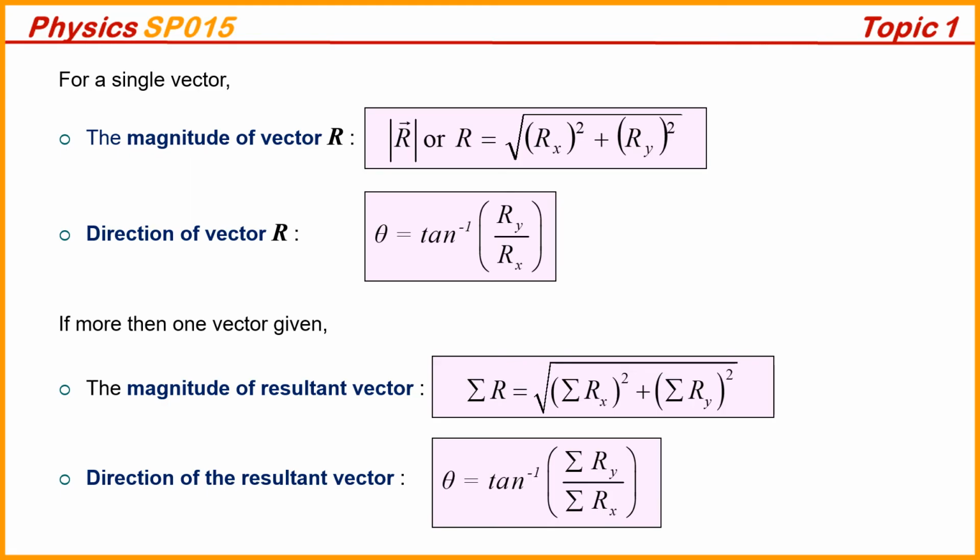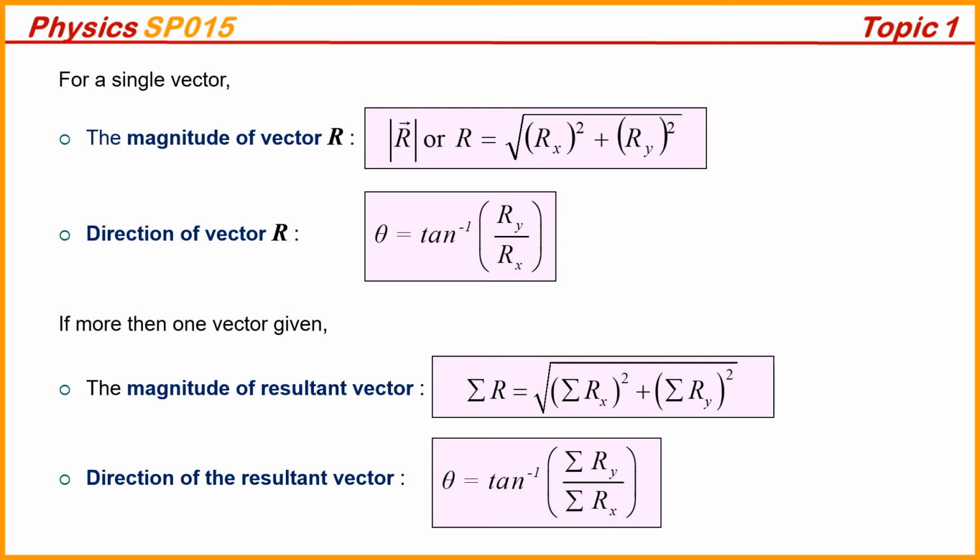For the first case and second case, it is a single vector. So for a single vector, to calculate the magnitude of the vector r, we use the equation r is equal to the square root of rx squared plus ry squared. And because it is a vector quantity, we also need to identify the direction. So the direction of the vector r is equal to inverse tangent of ry over rx.